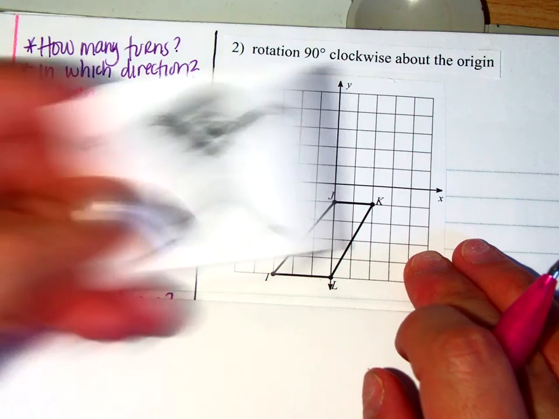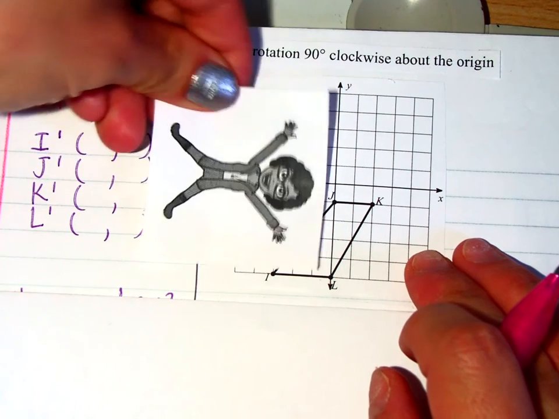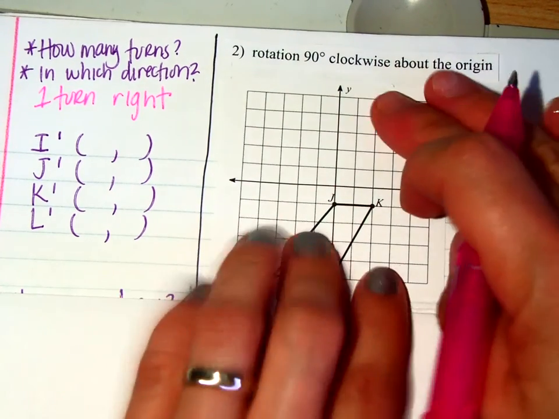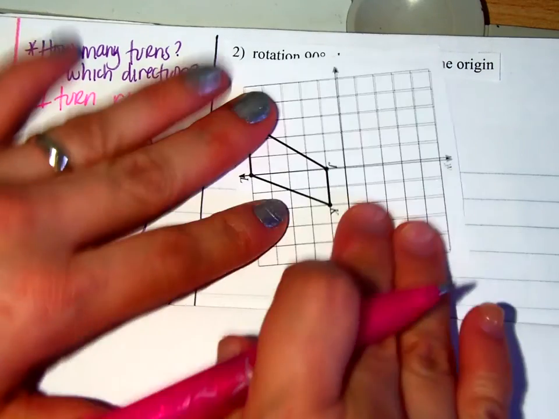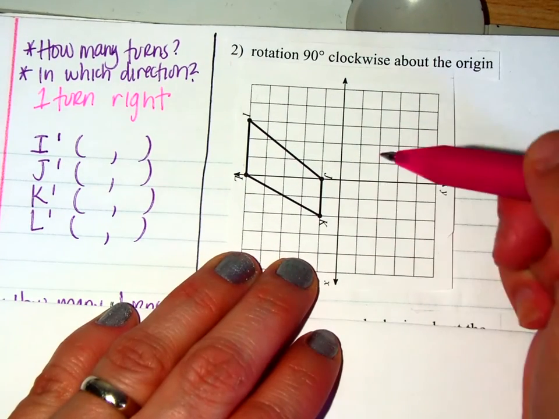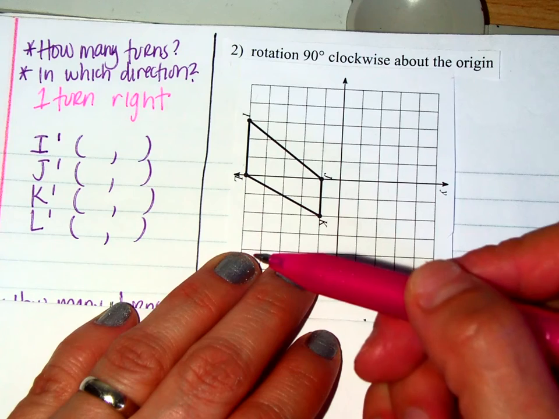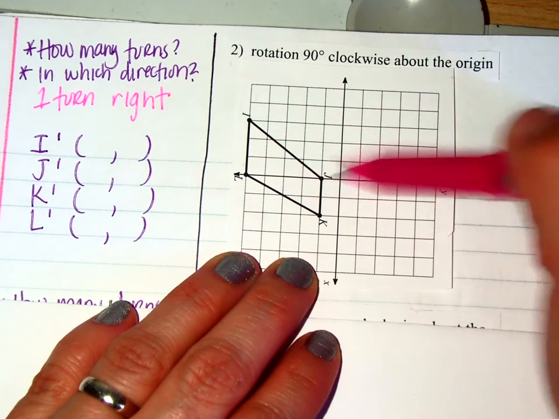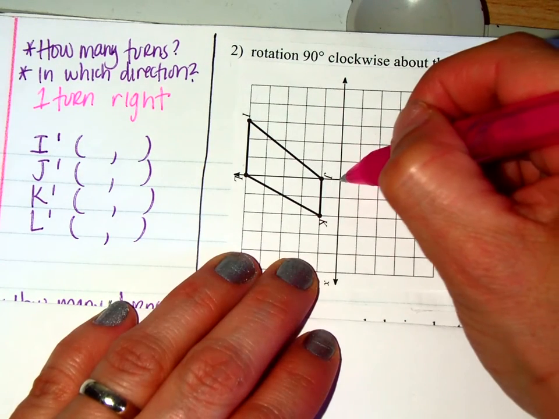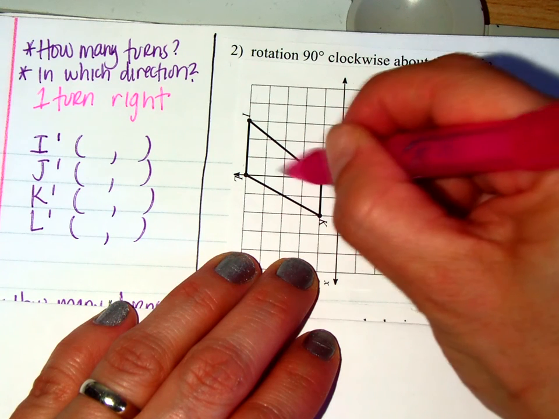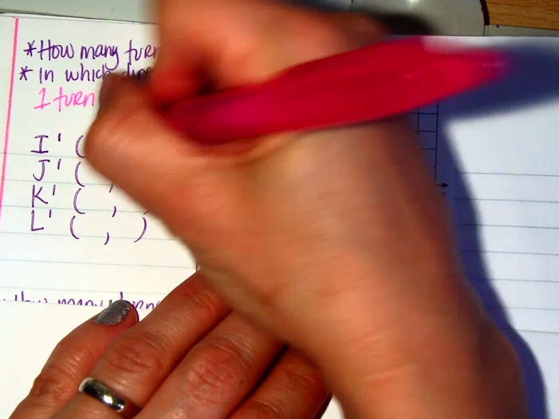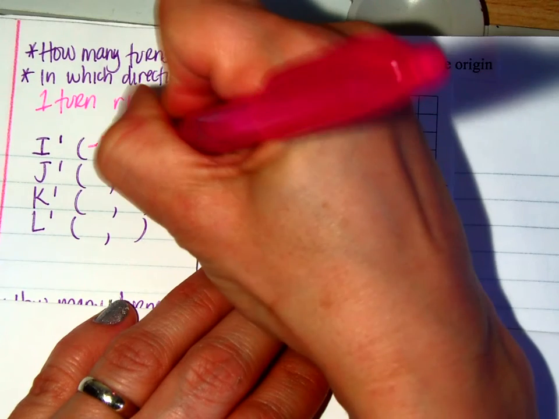Now remember, if I'm like this, that means that I'm going to turn and I'm going to be sideways. Okay? So here we go. From here, I'm going to turn my paper so that the axes then meet like that. And this is where my copy would be because I went one turn to the right. So I, J, K, L, we're going to write their prime coordinates. From the origin, I'm going to count 1, 2, 3, 4, 5 to the left and up 3. So 5 to the left, up 3.